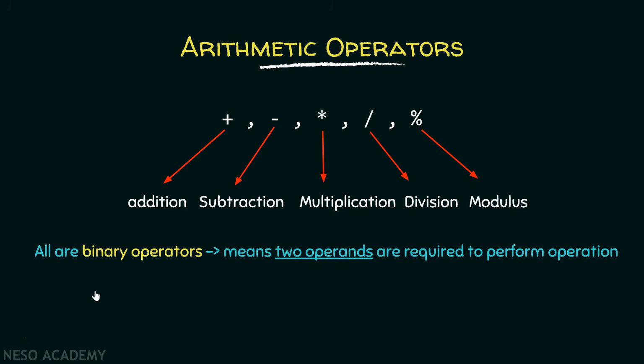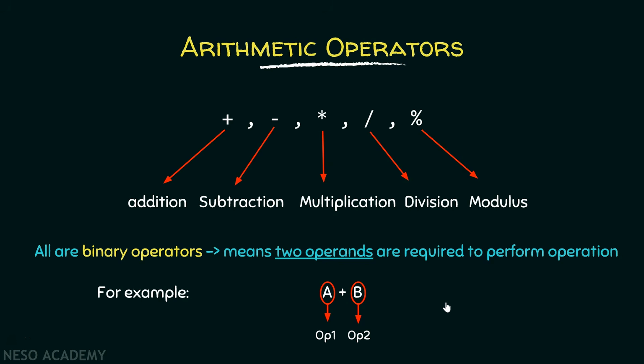Apart from this, all are binary operators, meaning two operands are required to perform the operation, right? For example, if we want to perform addition, then we are always performing addition between two numbers. This one is the first operand and this one is the second operand. OP1, OP2. OP simply means operand, okay? If we want to perform addition, we need to have two operands. That is why addition is called a binary operator. And similarly, subtraction is also a binary operator, multiplication is also a binary operator, division is also a binary operator, and modulus is also a binary operator.